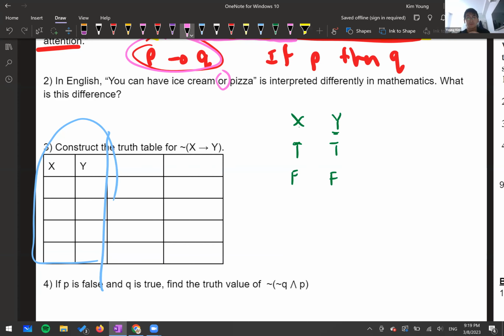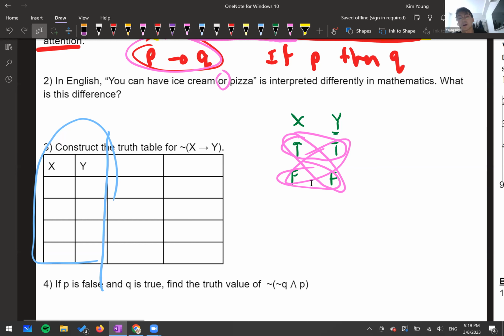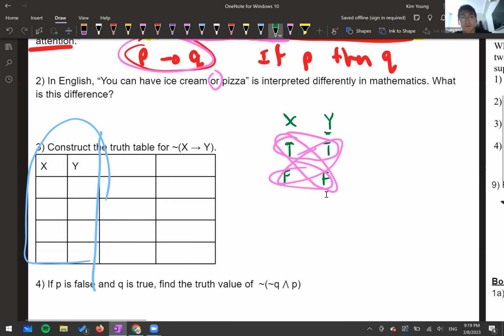And similarly, Y is another statement, and that could only be true or false. Now, where are the four choices coming from? Well, the first choice is if X is true and Y is true. That's the first one. The second one is if X is true and Y is false. The third one would be if X is false and Y is true. And the fourth, if both of them are false. Okay? So you could just put this here. Sorry, TF, FT, and FF, okay?